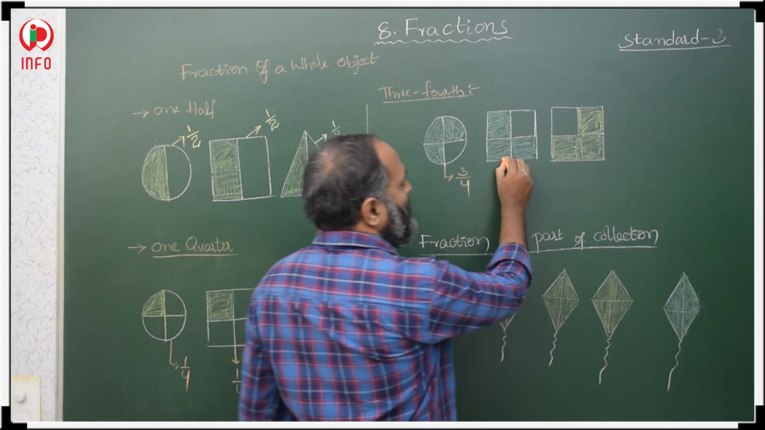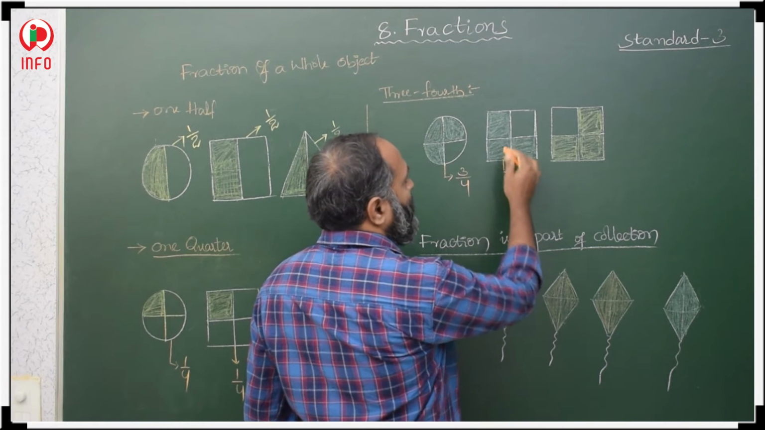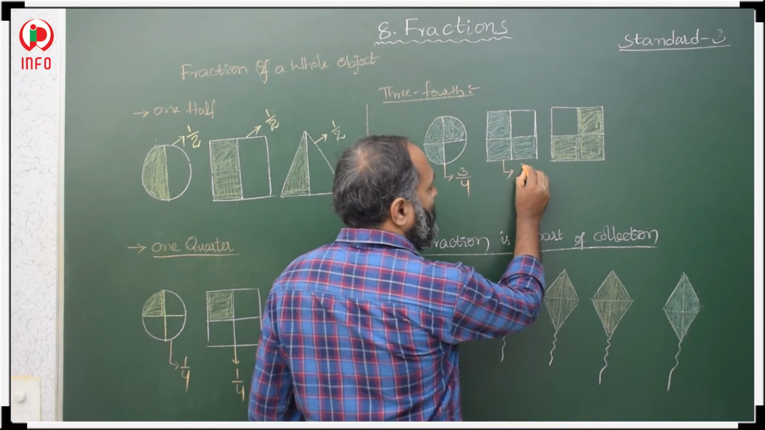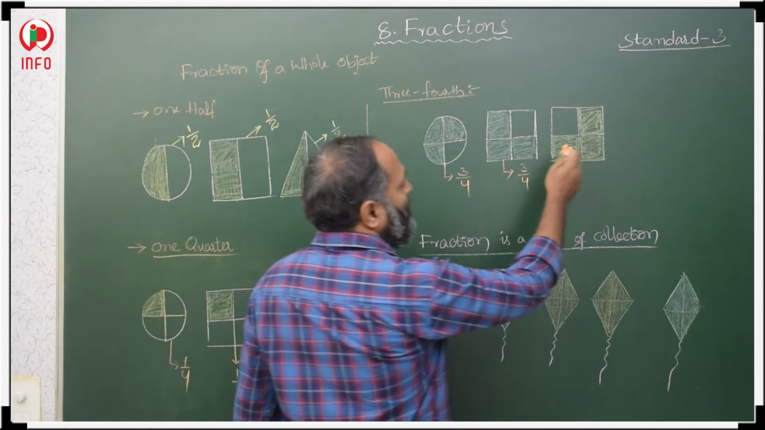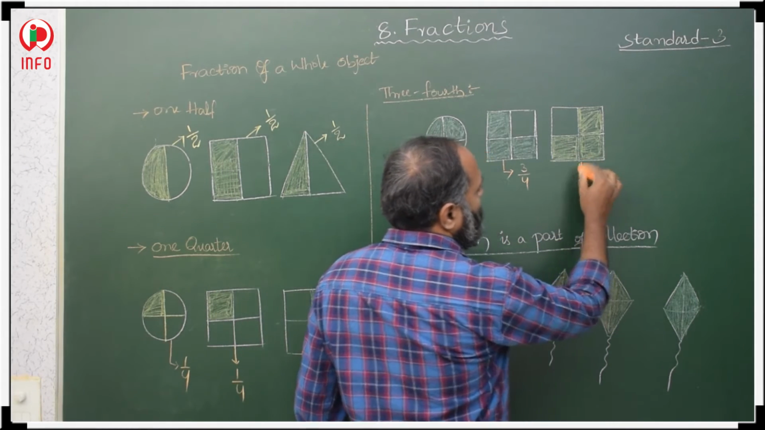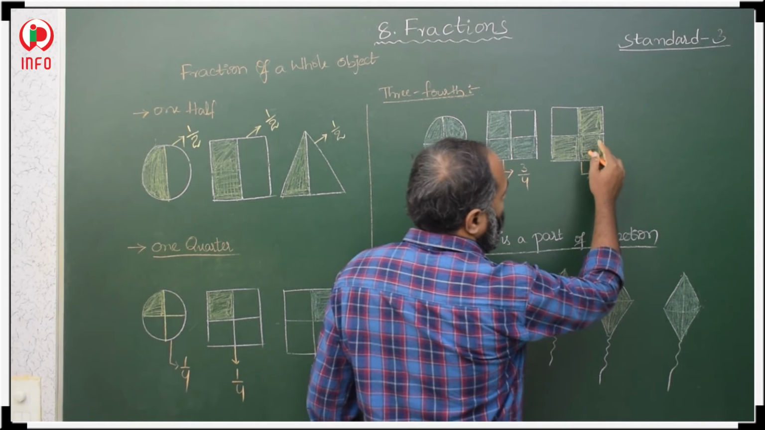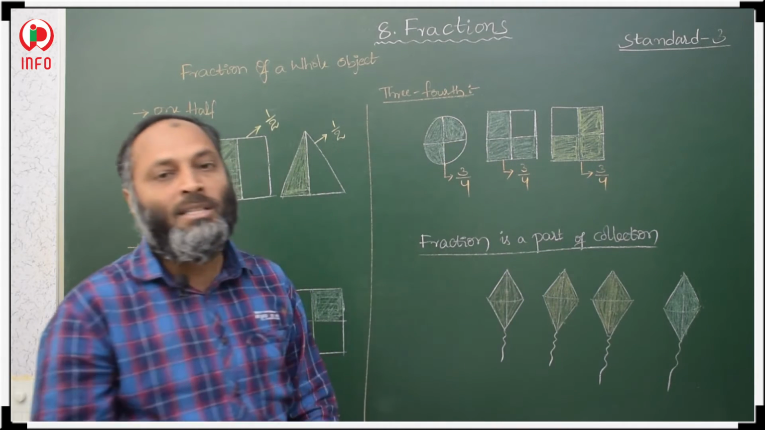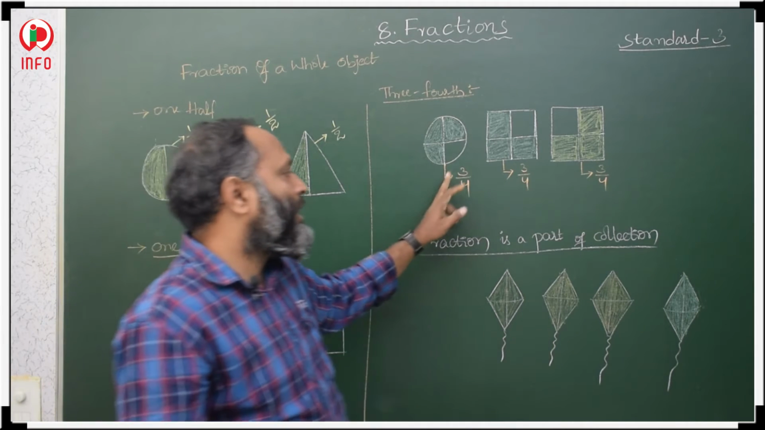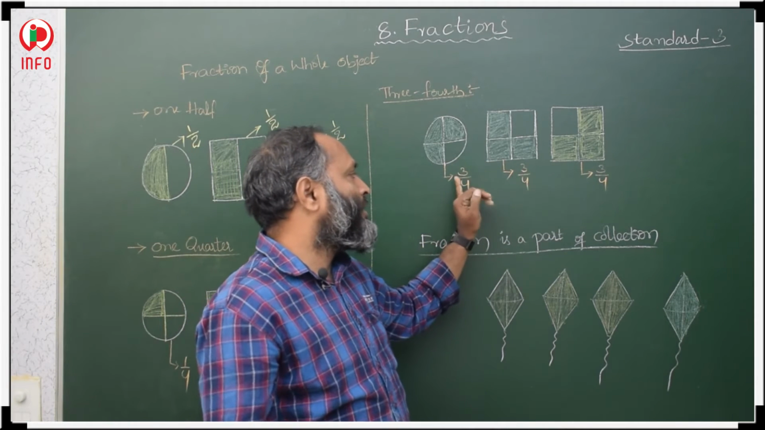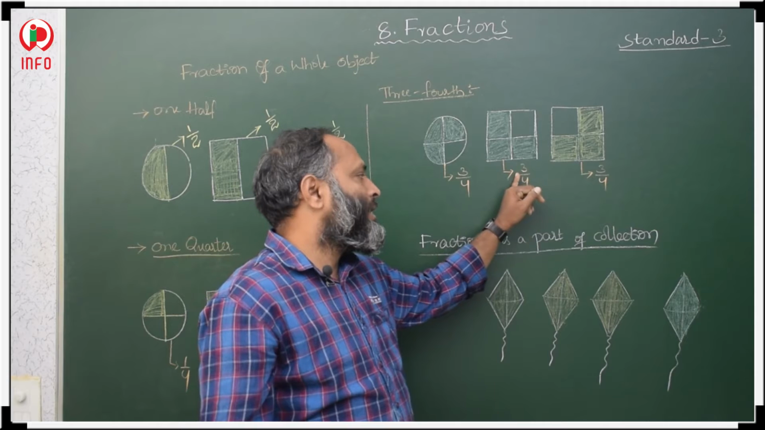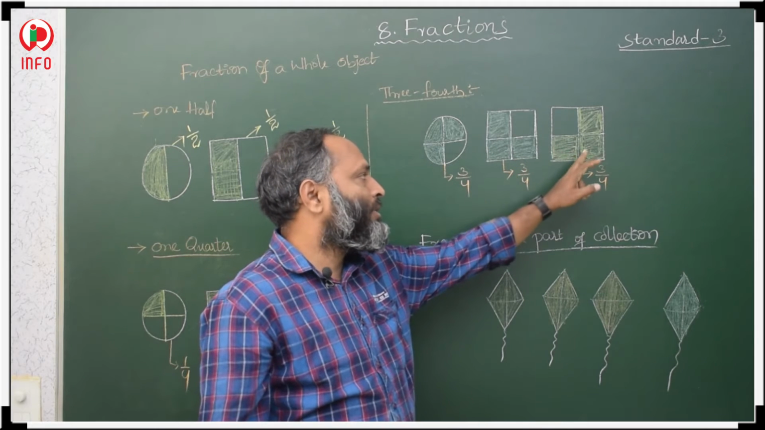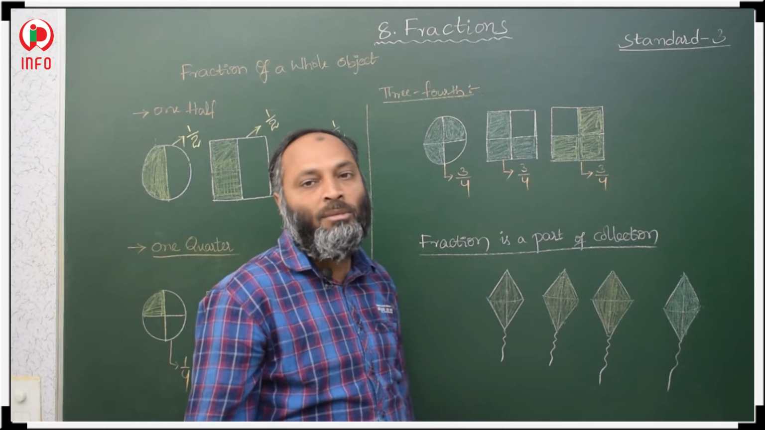In this square also, 3 parts are shaded with green color, and the shaded portion is 3 by 4. In this square, the shaded portion with yellow color is 3 by 4. In 4 equal parts, 3 parts are shaded. So 3 by 4 here, 3 by 4, 3 by 4. The shaded portion in this circle, in the square with green color, and in the square with yellow color is 3 by 4.